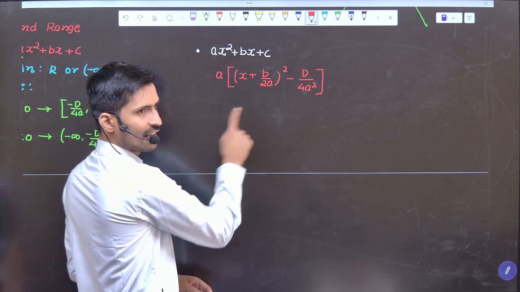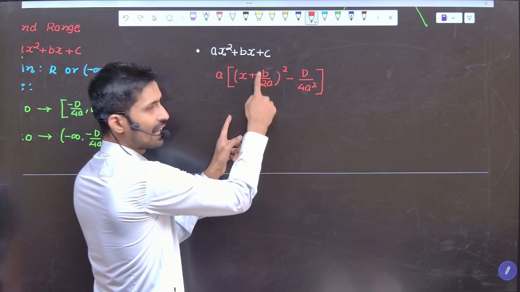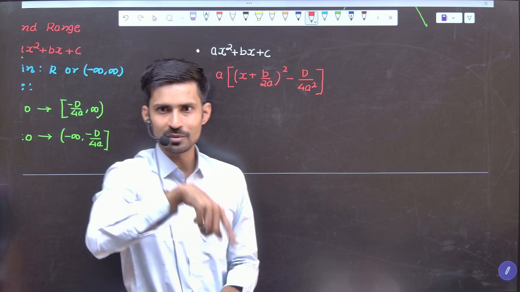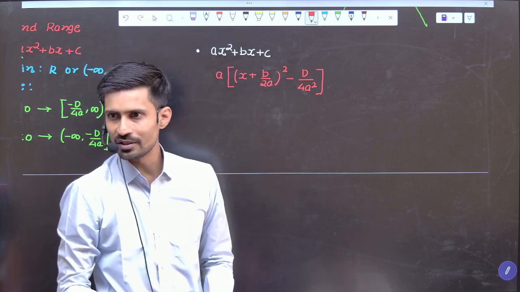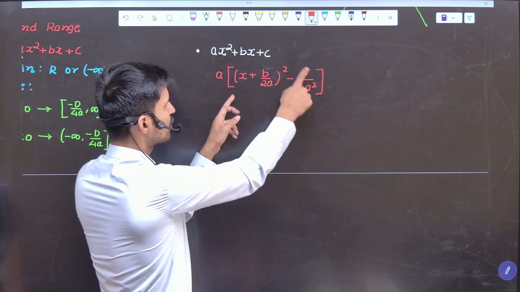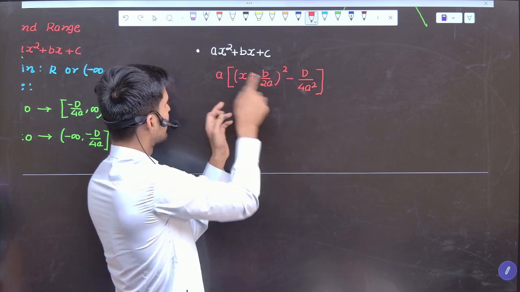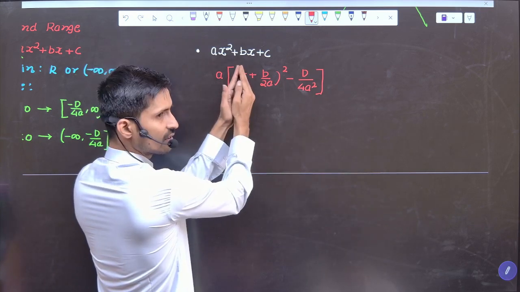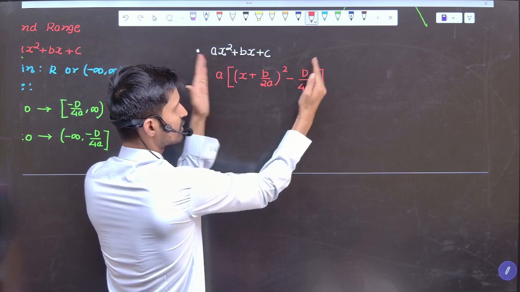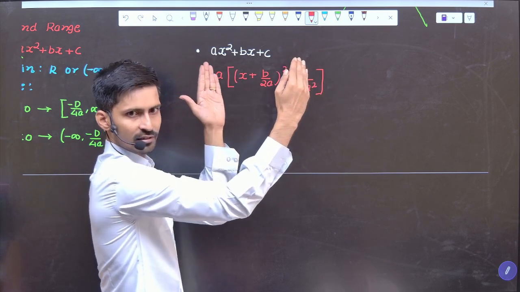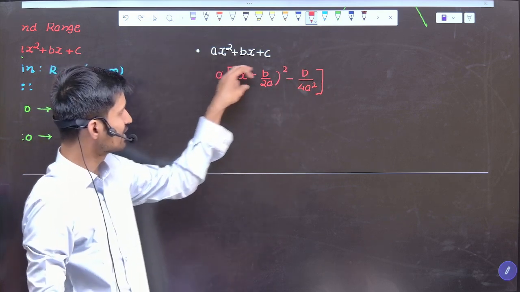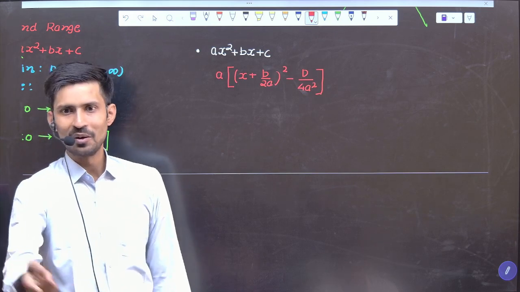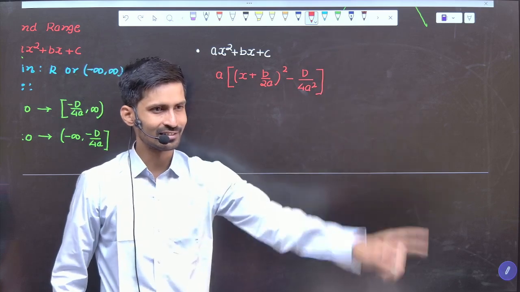X you will write lies between this to this. Then you will add plus b by 2a. Then you will do a square. A squaring concept, you remember or not? Negative to negative, negative to positive, positive to positive. Then you will add this. Then you will multiply a. Done. From this small, you will increase, increase, increase. So this is directly used for finding range of any quadratic function.